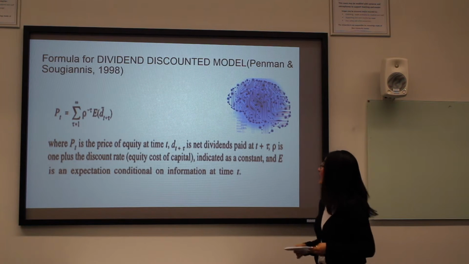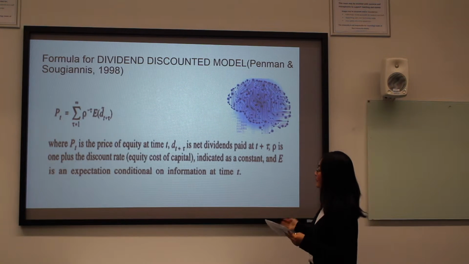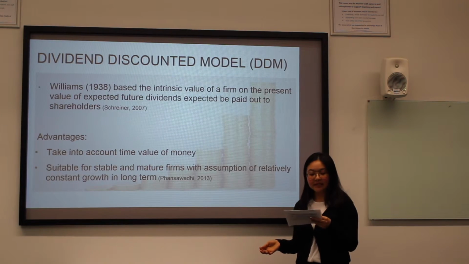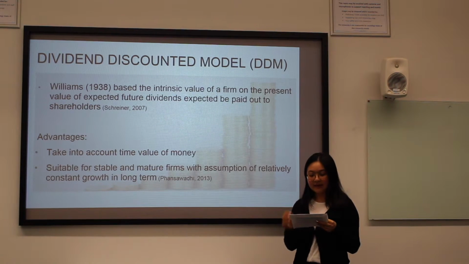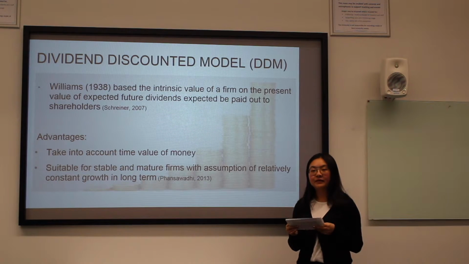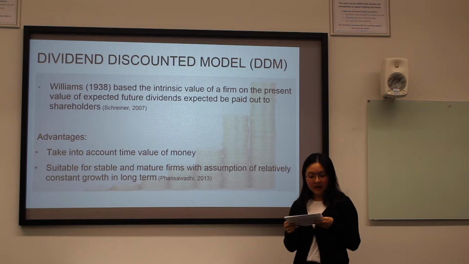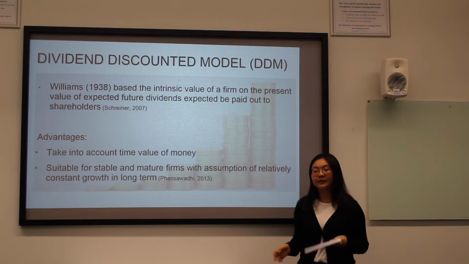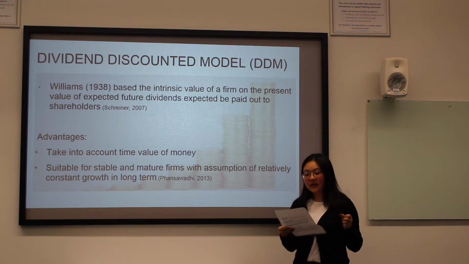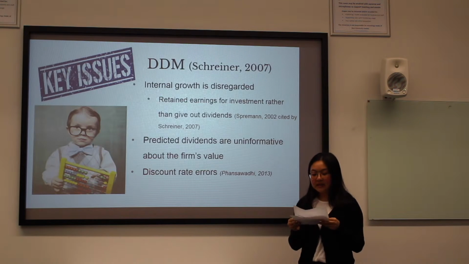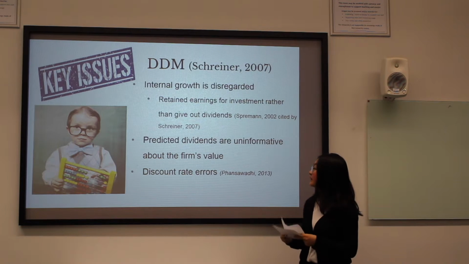Moving on to the dividend discounted model, here is the formula. And it was developed by Williams in 1983, mainly based on the intrinsic value of the firm on the present value of the future expected dividends. Although the time value of money is taken into account and it is useful for the stable and mature firms, there are two main issues that were identified by Schreiner in 2007.